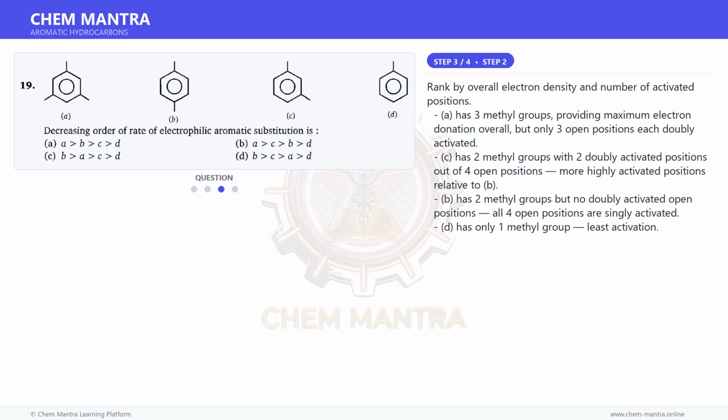A. Has 3 methyl groups, providing maximum electron donation overall, but only 3 open positions, each doubly activated. C. Has 2 methyl groups with 2 doubly activated positions out of 4 open positions, more highly activated positions relative to B. B. Has 2 methyl groups but no doubly activated open positions, all 4 open positions are singly activated. D. Has only 1 methyl group, least activation.